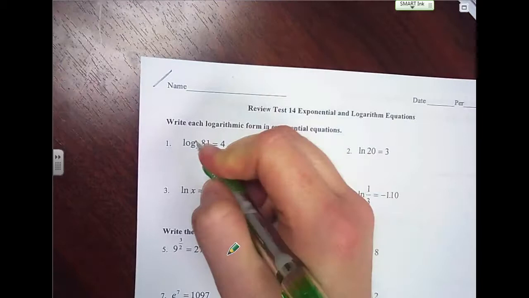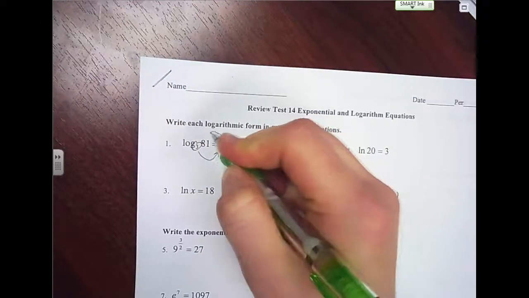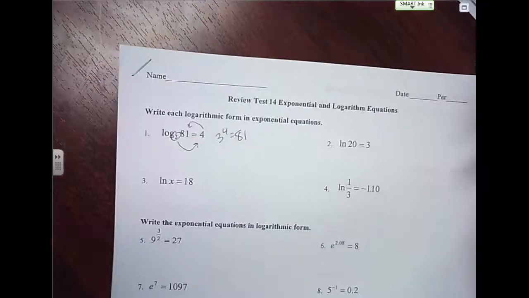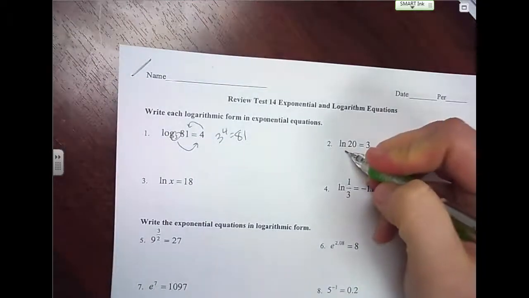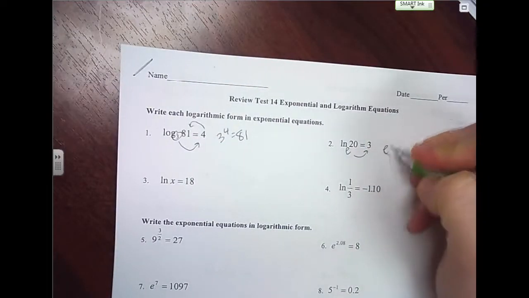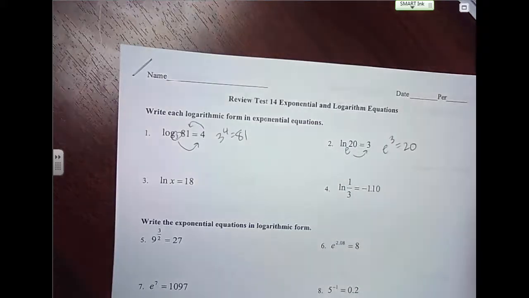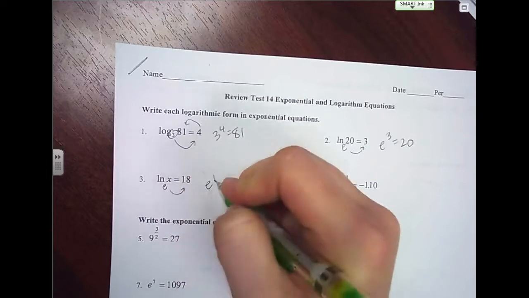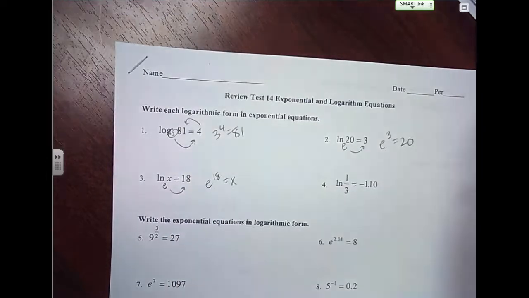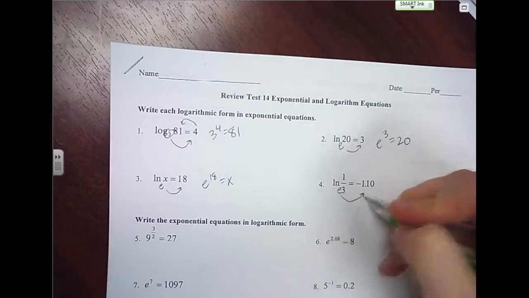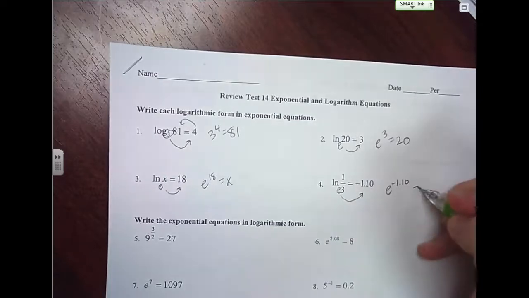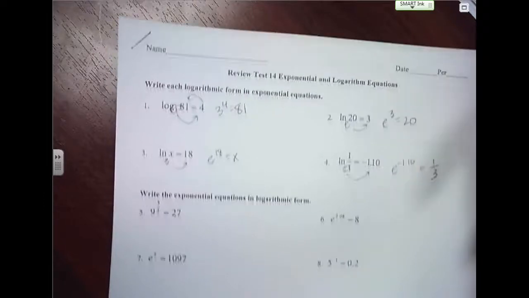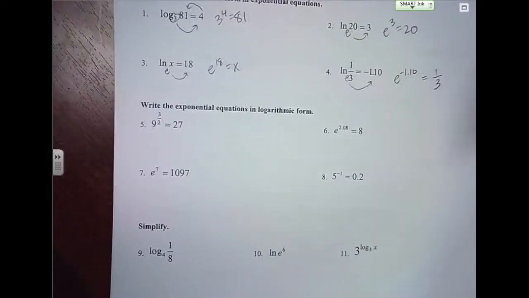Okay, so start here at the base. 3 raised to the 4th power equals 81. So these first 4 are all like that. Base for ln is e, so e to the 3rd equals 20. Base for ln is e to the 18th equals x, and number 4, e to the negative 1.10 equals 1/3. So just rewriting in exponential form.